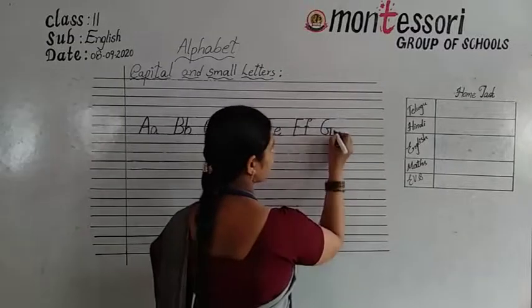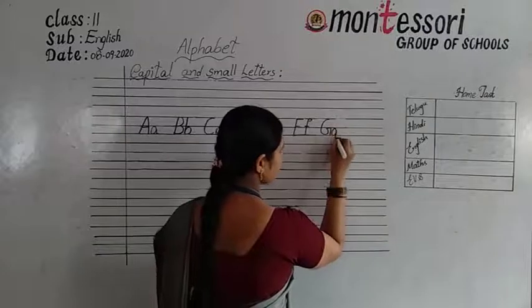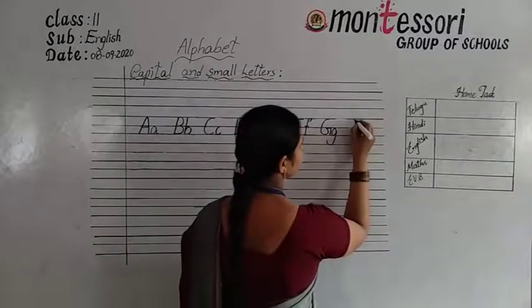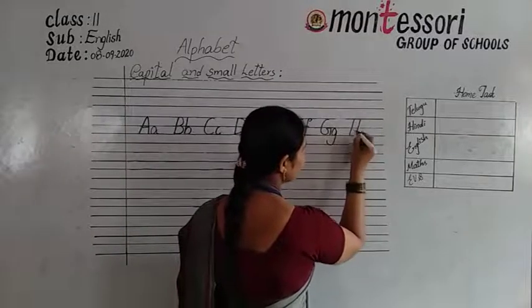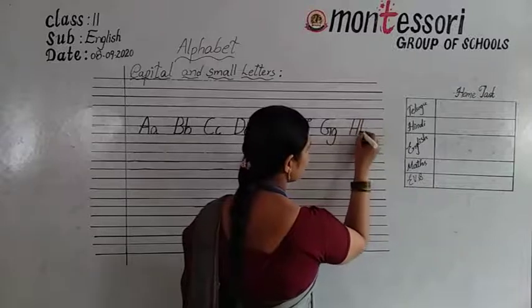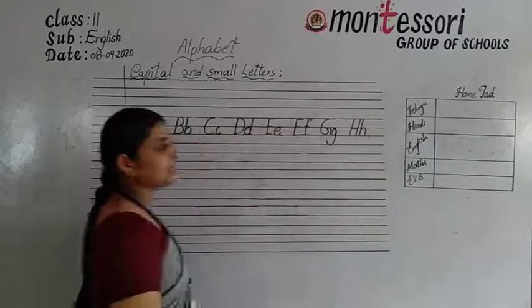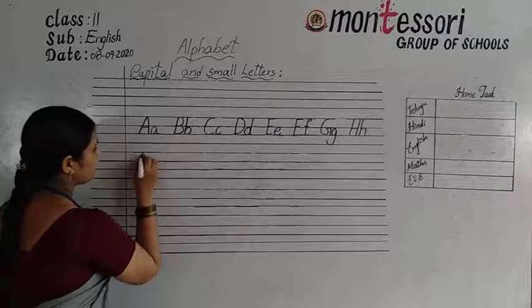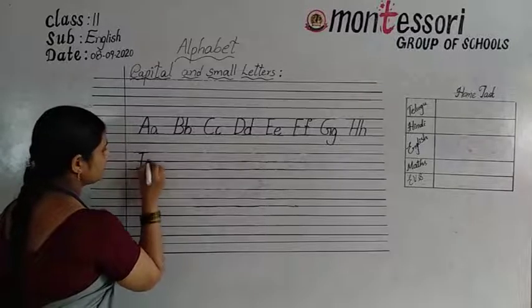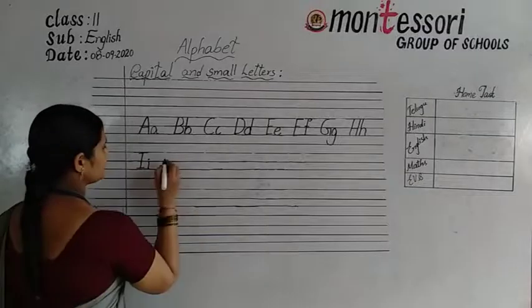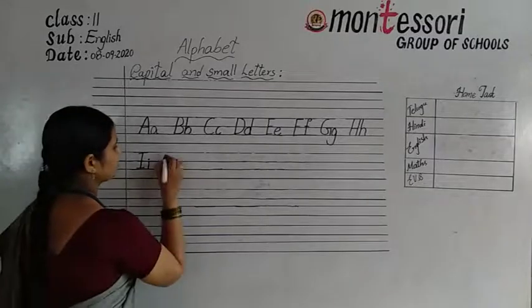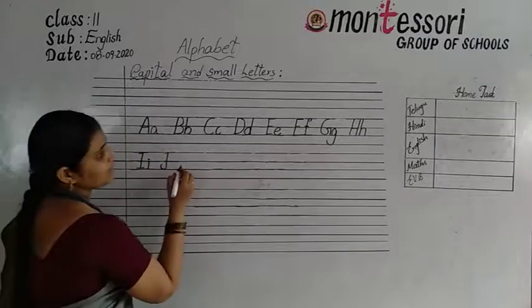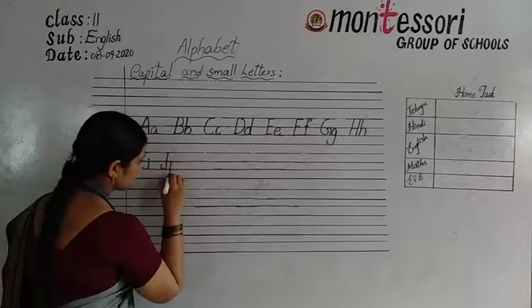Capital G, small g. Capital G and small g. Capital H, small h. Capital H and small h. Next letter I, capital I, small i. Capital I and small i. Next letter capital J, small j.